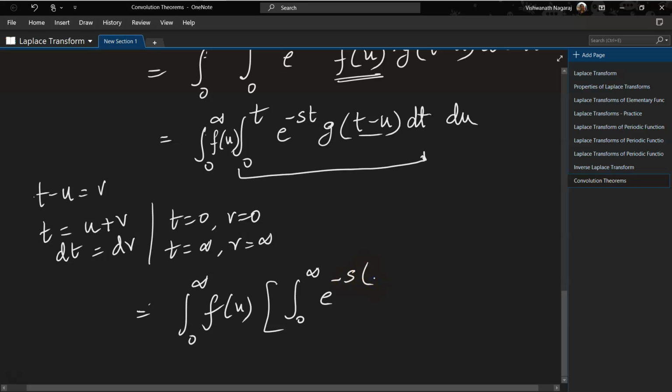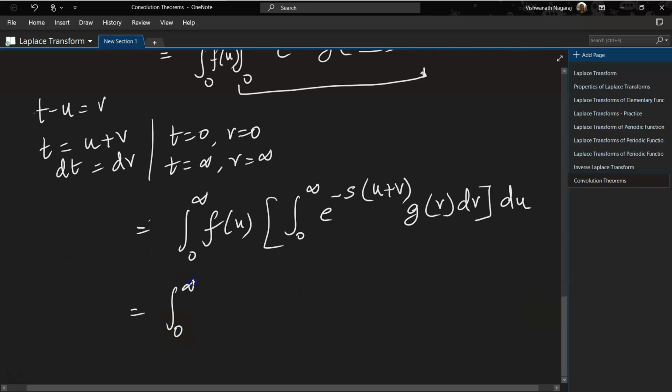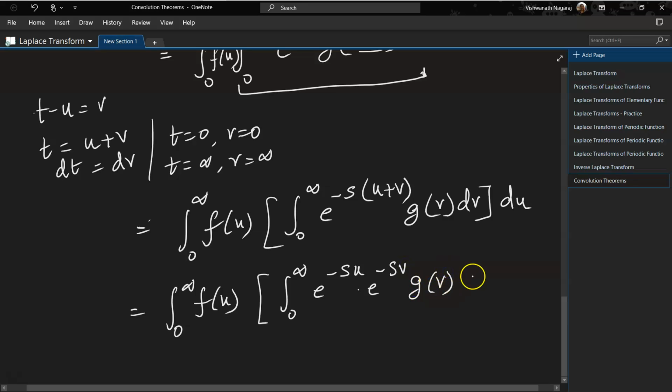T is what? T is u plus v. g of v dt is dv, and this remains du. Integral 0 to infinity of f of u, integral 0 to infinity of, let's split it up, e to the power of minus su times e to the power of minus sv, g of v dv du.